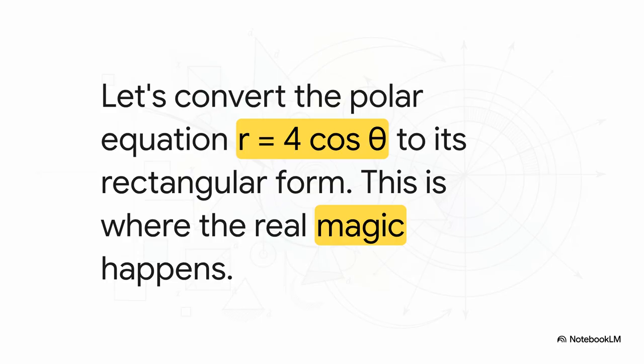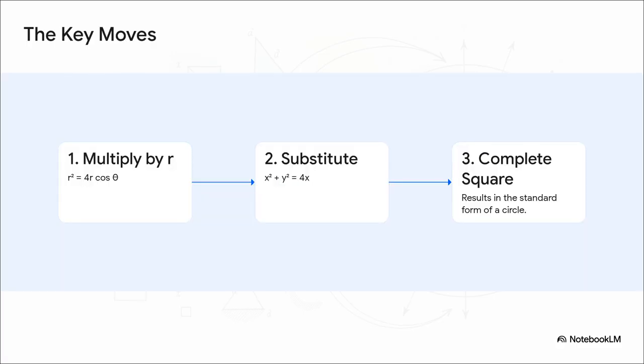All right, for our last example, we're leveling up. We're moving from single points to entire equations. The challenge? Figure out what the polar equation r equals 4 cosine theta actually looks like in the rectangular world. This is where things get really cool. At first glance, this looks kind of tricky, but here's the secret weapon. You multiply both sides by r. That one simple move gives you r squared on the left and 4 times r cosine theta on the right.